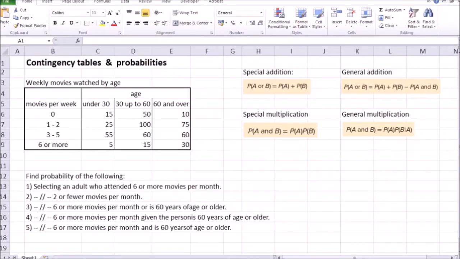What is a contingency table and how are they related to probabilities?